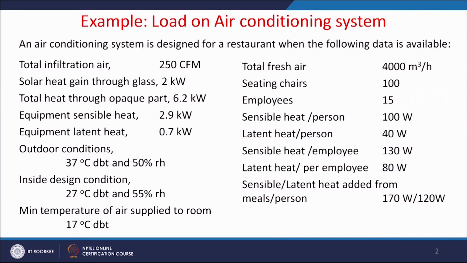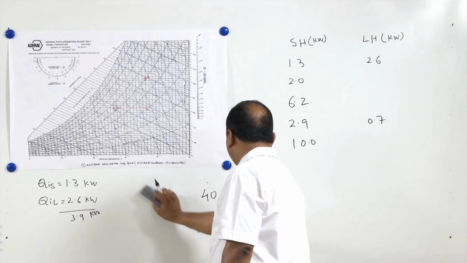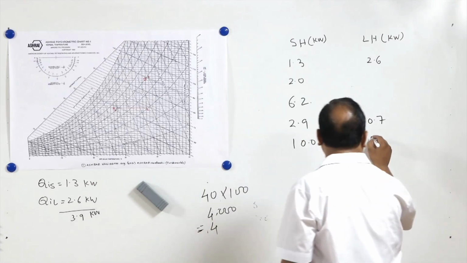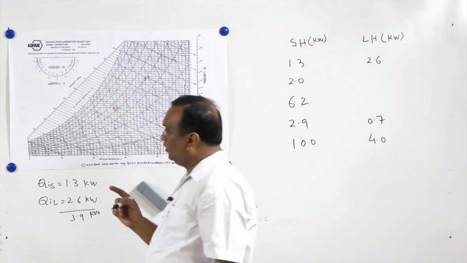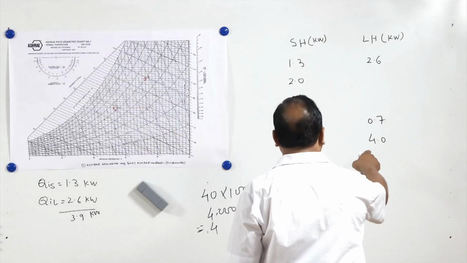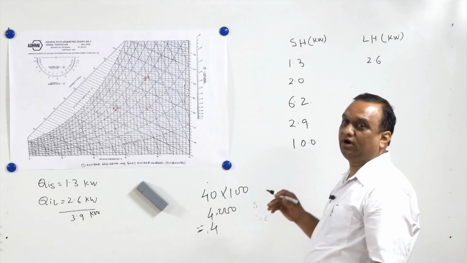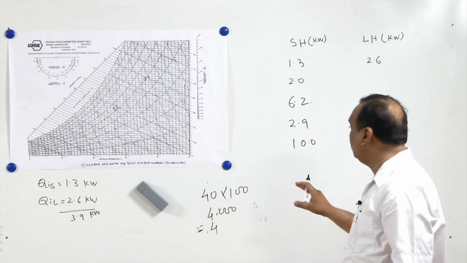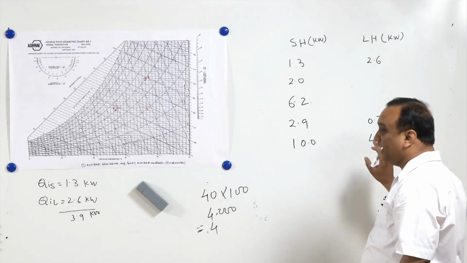Latent heat per person is 40 watts. So that is going to be equal to 4000 watts or 4 kilowatts. So the occupants are contributing latent heat equivalent to 4 kilowatts and sensible heat 10 kilowatts, altogether 15 kilowatts. So approximately 2.5 tons of cooling will be required for dissipating the heat contributed by the occupants.